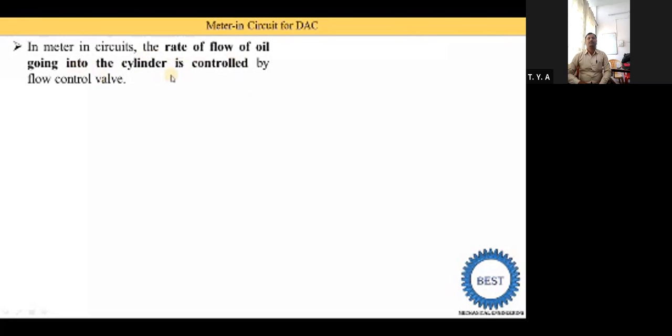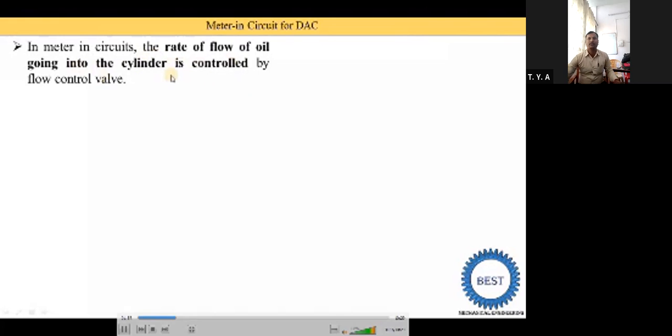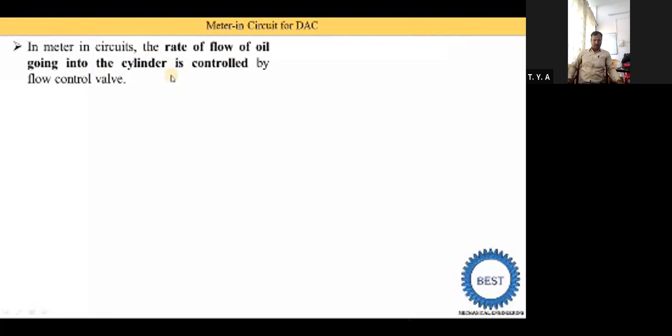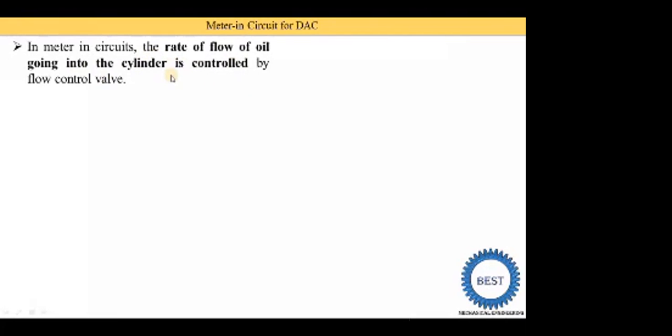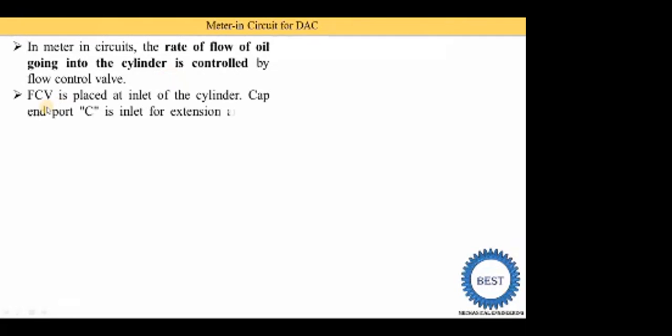It is the same way as when we ride a bicycle. When we need to increase the speed of the bicycle, we need to apply more force. In the same way, suppose we need to increase the speed of the double acting cylinder, we need to supply more oil. Suppose we need to reduce the speed, we need to supply a lesser quantity of oil. This quantity of oil is controlled by using the flow control valve. So the FCV is placed at the inlet of the cylinder.